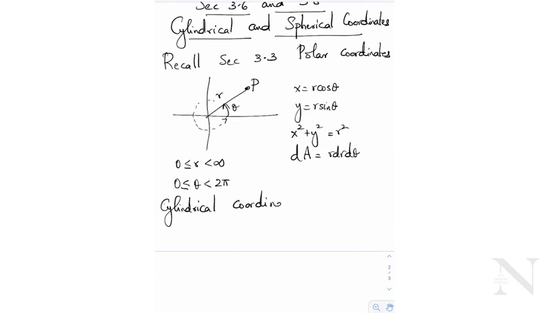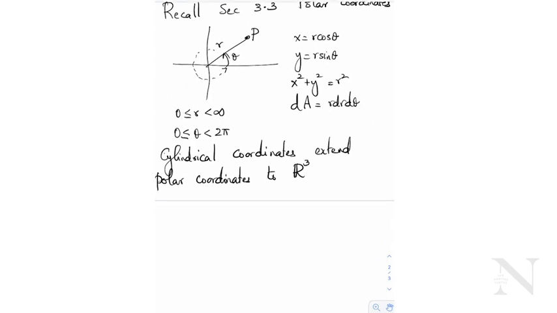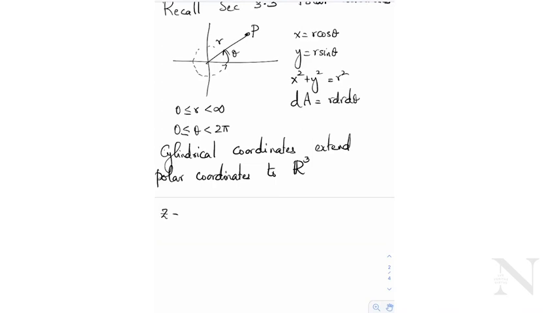So cylindrical coordinates extend polar coordinates to R3. When I say extend polar coordinates to R3, that means you already have something on the XY plane. We just give it a Z extension. So the Z direction gives the height, as usual. It defines height.